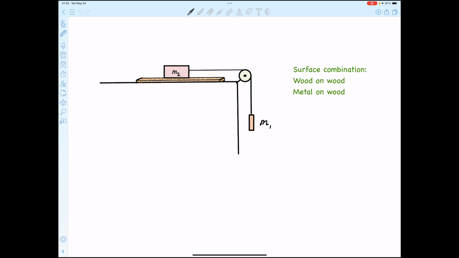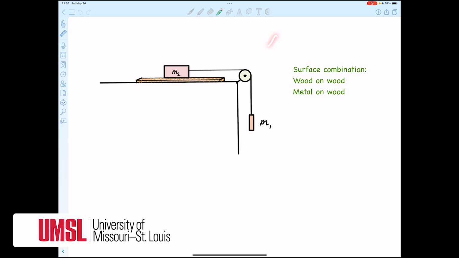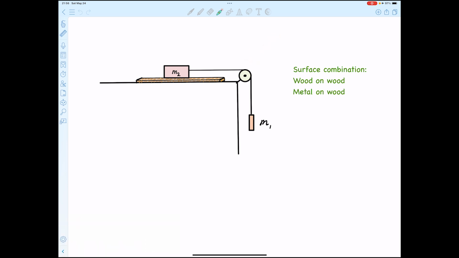This is lab number 4, friction. The in-person lab would have a similar setup as what you see here on this screen. All right, so let's talk about friction a little bit first. We talked about the theory, and then we'll go and explain the lab.